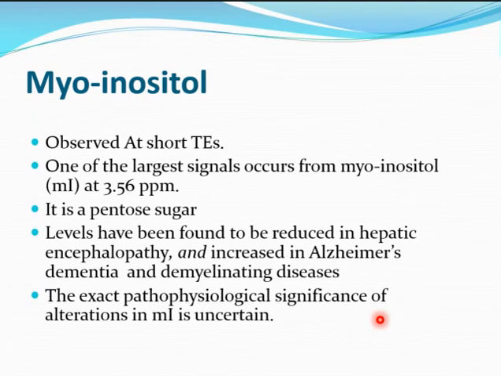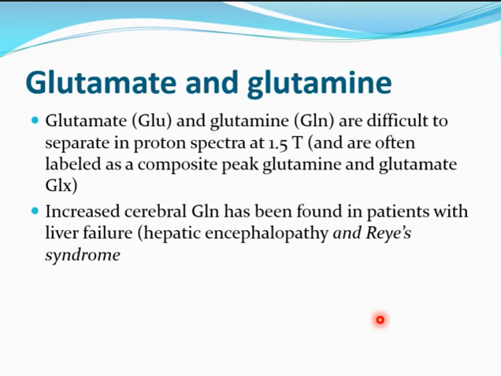Myoinositol is observed at short TEs. One of the largest signals occurs from myoinositol at 3.56 parts per million. It's a sugar, a pentose sugar. Levels have been found to be reduced in hepatic encephalopathy, and increased in Alzheimer's dementia and demyelinating disease. Okay? The exact pathophysiology is uncertain.